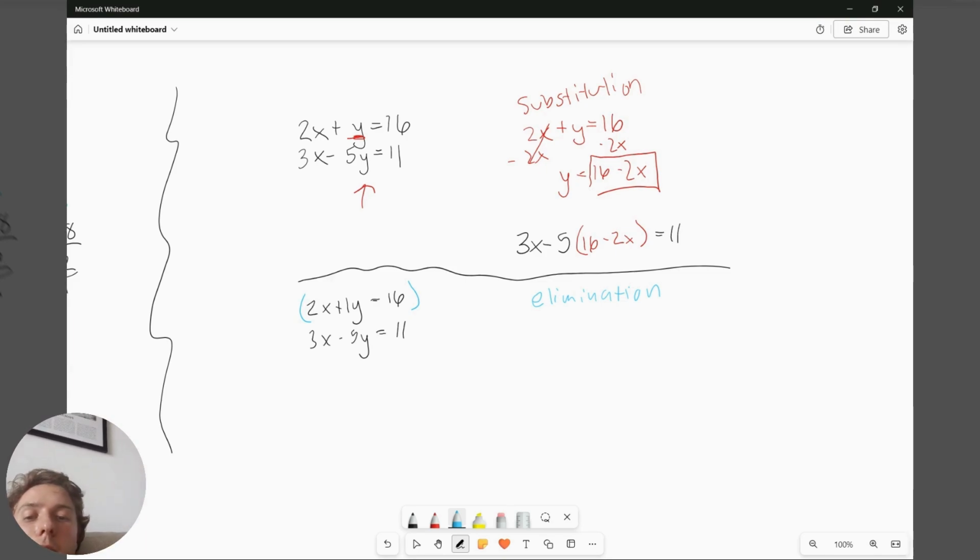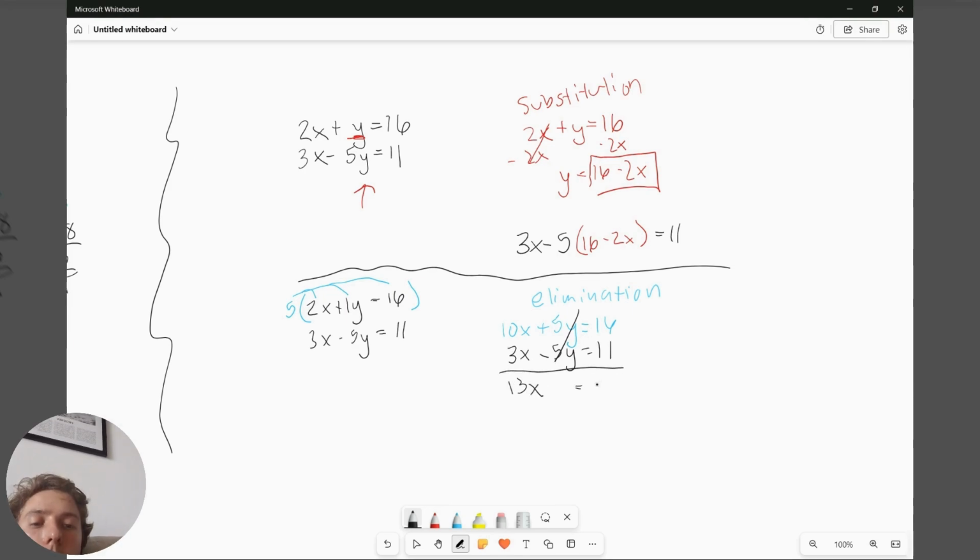Well, if I have negative 5y, I know the opposite of that is positive 5, so I could just distribute and multiply that by 5. In doing so, you'd get this equation over here on the right. Bring over your other equation as well. And now you have your opposite terms that would cancel, and you could solve this equation.